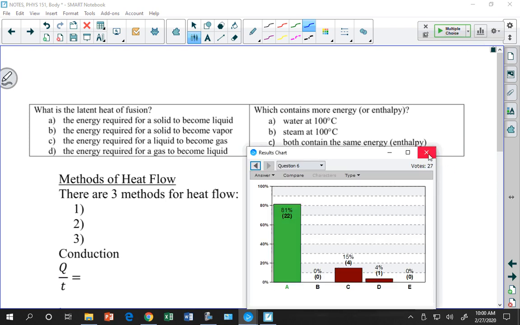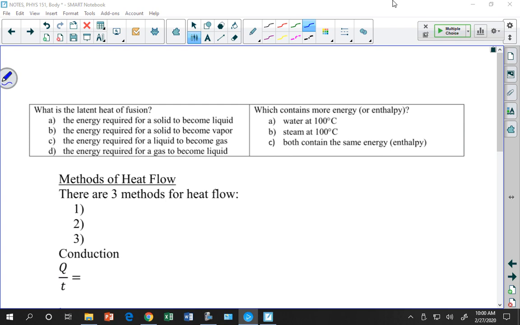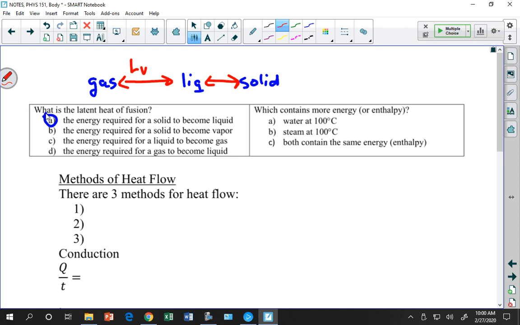All right, so A is the right answer. It's the energy required for a solid to become a liquid. So if I'm thinking about this, I have gas, liquid, solid, and then I have these latent heats in between them. In between the gas and the liquid is my latent heat of vaporization, and in between my liquid and my solid is my latent heat of fusion. And I always remember vapor is a gas, and when I fuse something together, that means I make it a solid. So fuse is like a solid.